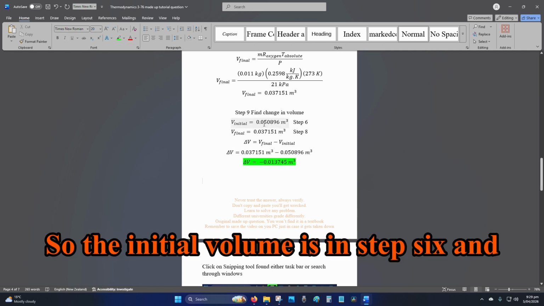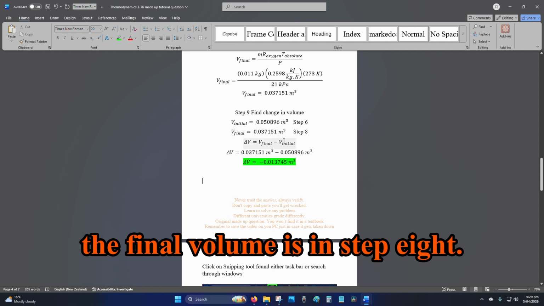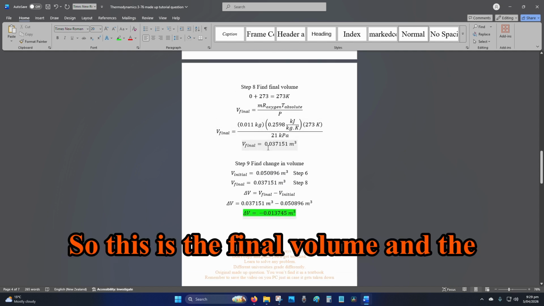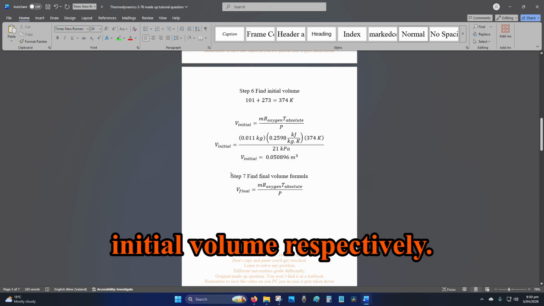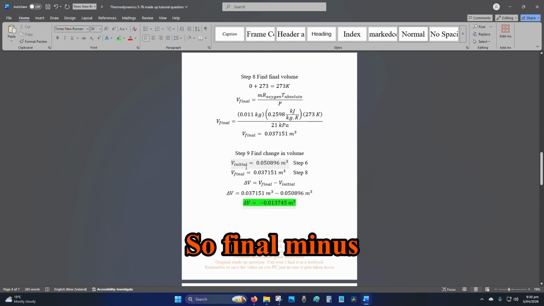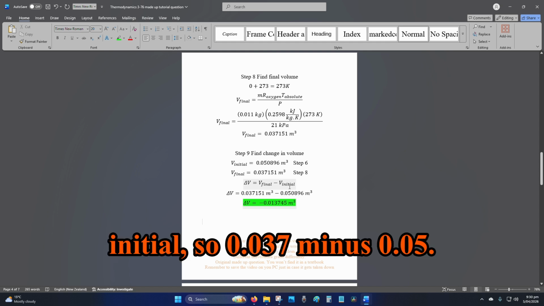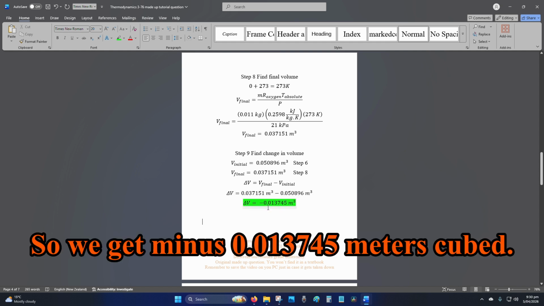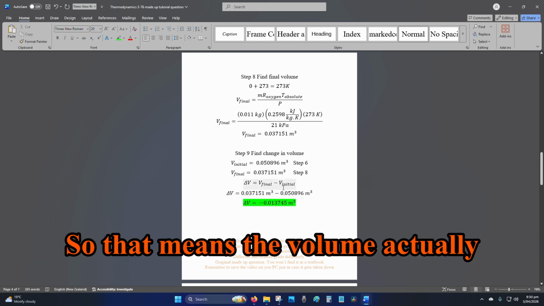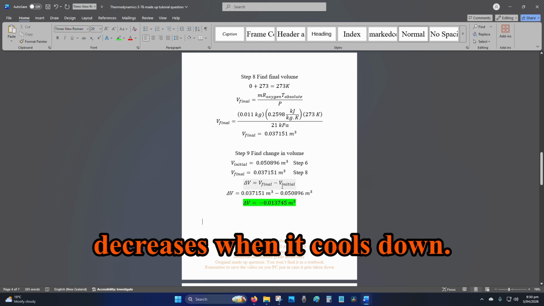Step 9 is our answer for the change in volume. So the initial volume is in step 6 and the final volume is in step 8. So this is the final volume and the initial volume respectively. So final minus initial, so 0.037 minus 0.05, so we get minus 0.013745 meters cubed. So that means the volume actually decreases when it cools down.